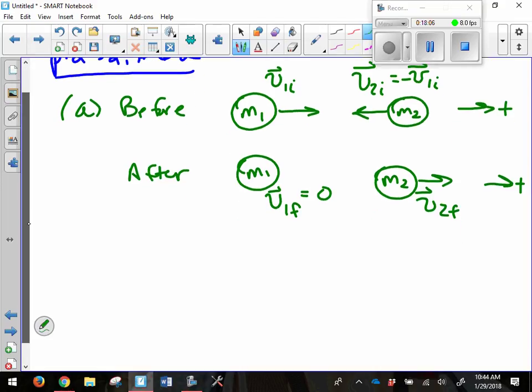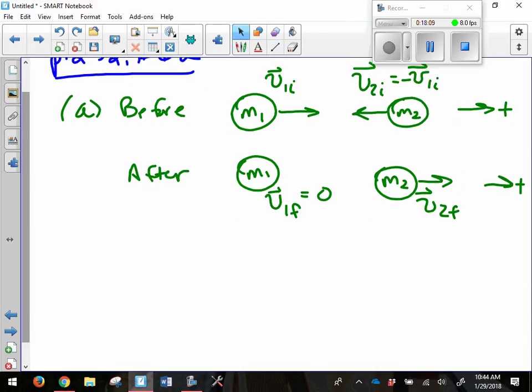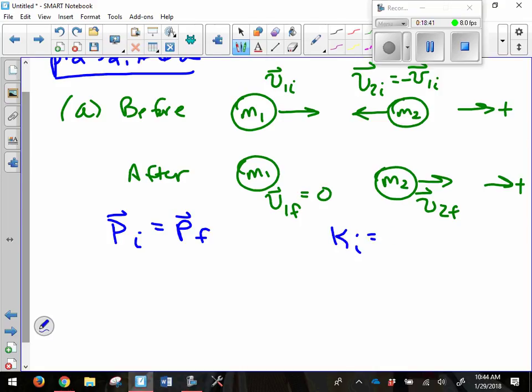So now we can talk about what we know for an elastic collision. So what's one thing we know about elastic collisions? The momentum is conserved. Momentum is conserved for every collision. So I can certainly say that PI is equal to PF. What else can I say about elastic collisions? The total kinetic energy is conserved. So I can say that Ki is going to be Kf.